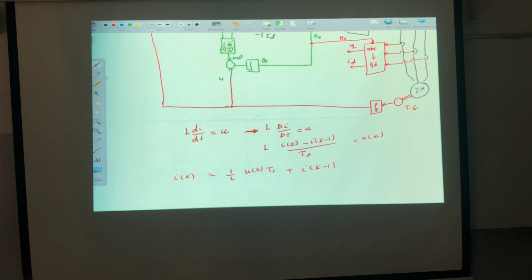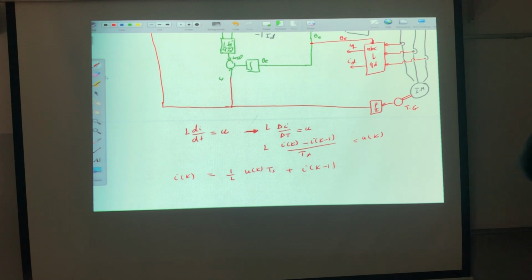U of K will have it. Why? Because in general you are giving U of K. I of K minus 1, you don't have it, so we'll assume it's 0. Then I'm calculating what? The next iteration. Now I K minus 1 will be what? The one I calculated here are the same.